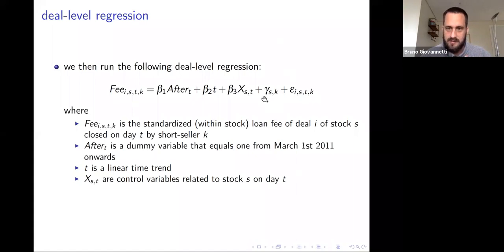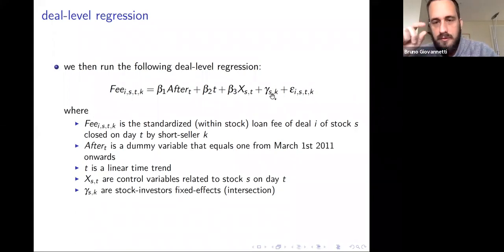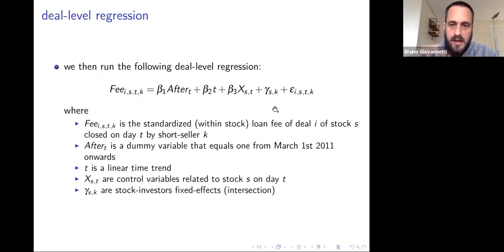And this is important. This is something that we can do. This is a different constant for each pair stock short seller. So it's a stock investor fixed effect. So we are going to compare within the pair short seller stock the possible effect of the benchmark. This is something nice that we can do because we can track short sellers over time. We have a fake ID for them.